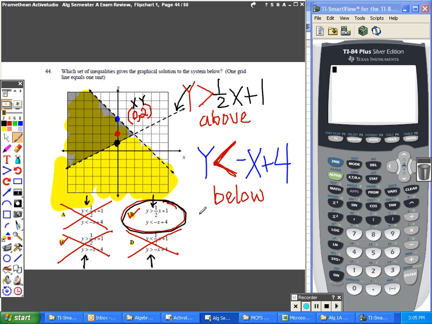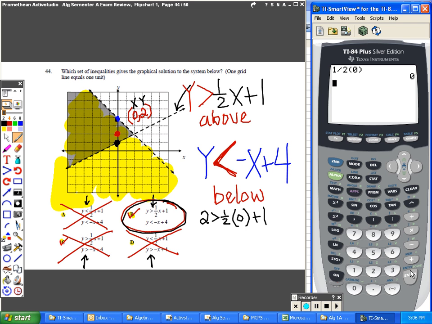If I were to do the y value as a 2: 2 is greater than 1/2 times 0 plus 1. Would that be a true statement? Well, let's see. 1/2 of 0 plus 1 is 1. Is 2 greater than 1? Well, yes, that's true. So the first one's right.